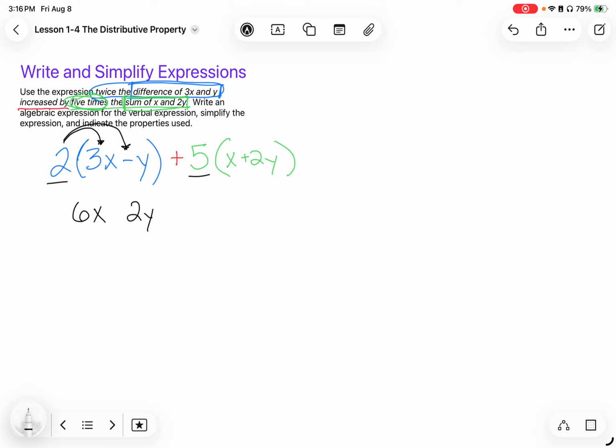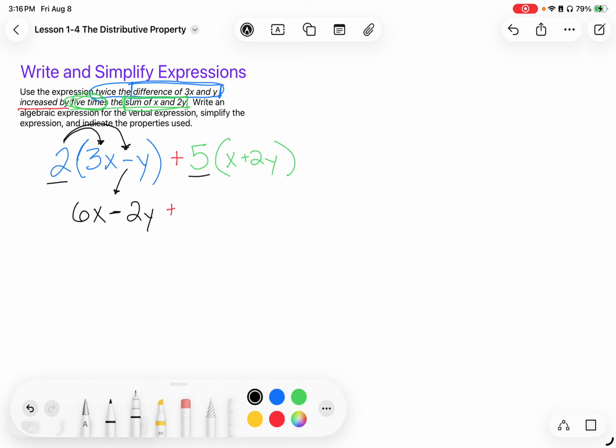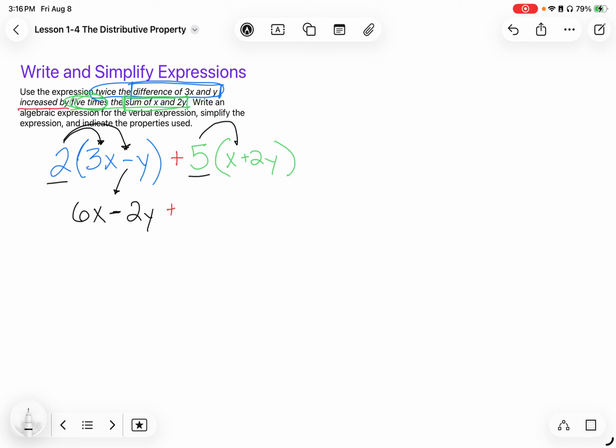And there is a minus sign in the problem, so that means there's going to be a minus sign here. Good. Then we've got our plus sign. So that means the 5 that we're distributing here is positive. So 5 times x is going to give us 5x. And then 5 times 2y is going to give us 10y. And there's a plus sign in the middle here as well, so we're going to put a plus sign. Okay, now we need to name our property, and the property we used here, of course, is the distributive property.